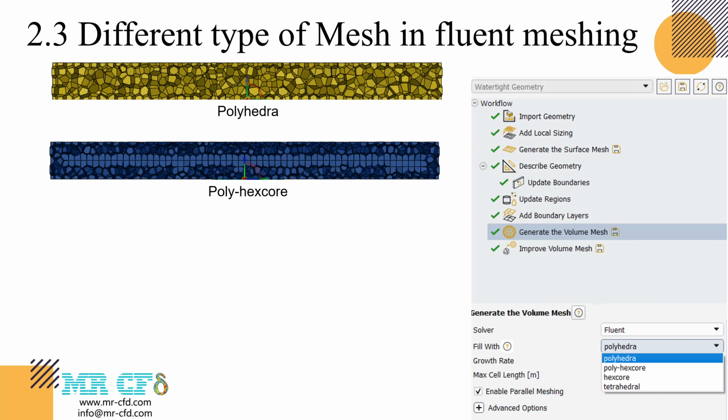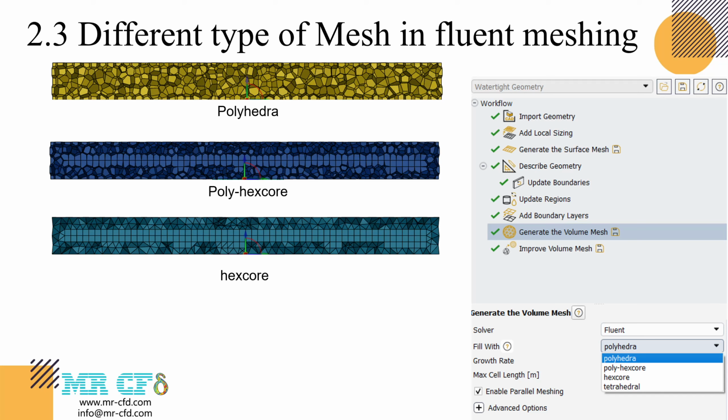Polyhexcore. The second example shows a polyhexcore mesh, which combines hexahedral cells in the core region with polyhedral cells in transition areas. This hybrid approach maintains the efficiency of structured hexahedral elements in bulk flow regions while leveraging polyhedral elements' adaptability near boundaries and complex geometries.